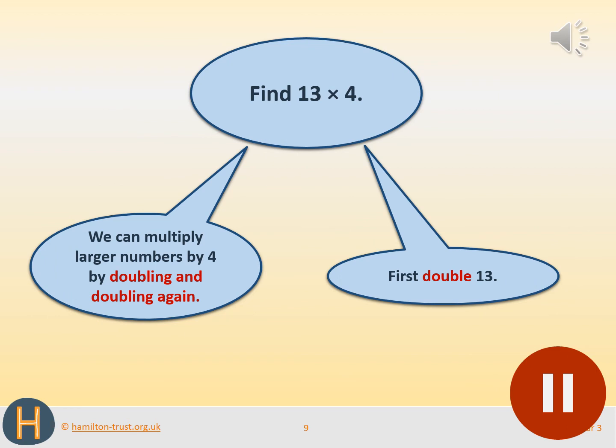We can multiply large numbers by 4 by doubling and doubling again. We're first going to look together at finding 13 times 4. I would like you first of all to double 13. Pause the video to have a go and then press play to reveal the answer.